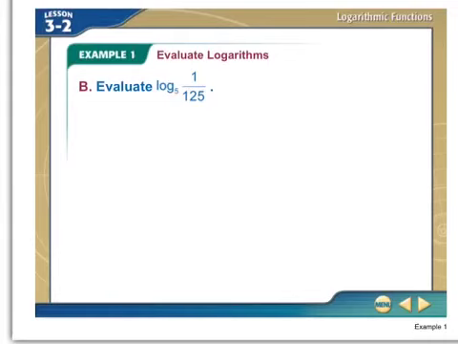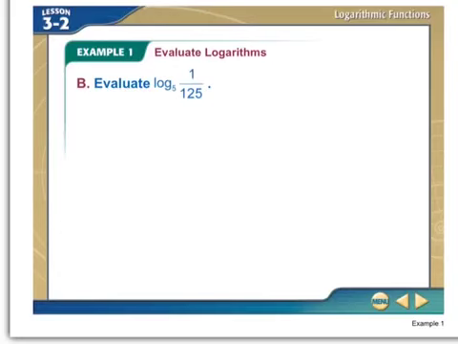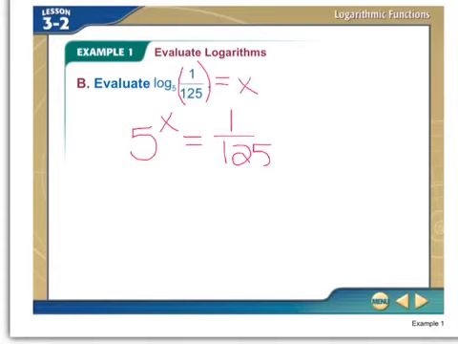In example 1, part B, we're evaluating logarithms again. In this example, we're asked to evaluate log base 5 of 1 over 125. Now, what we are looking at here is 5 to the x power equals 1 over 125. Remember that a logarithm is just an exponent, so when we're asked to evaluate log base 5 of 1 over 125, we're essentially asking what is the exponent on a base of 5 that gives us 1 over 125.